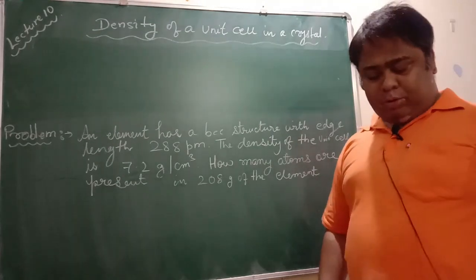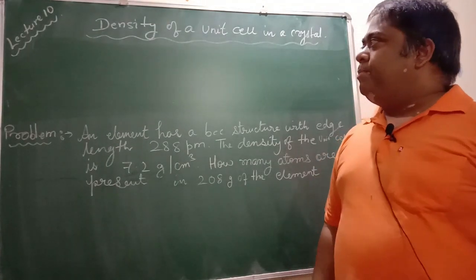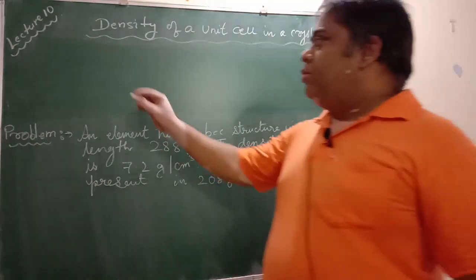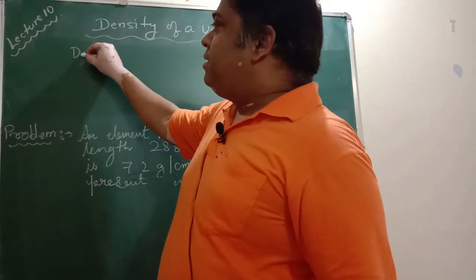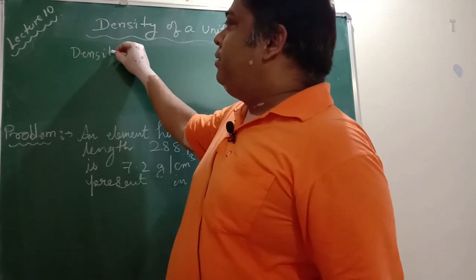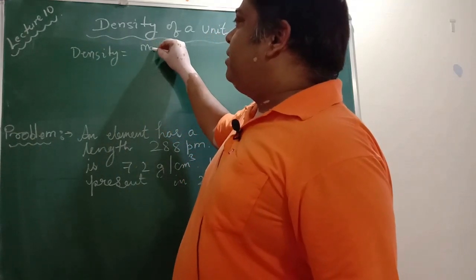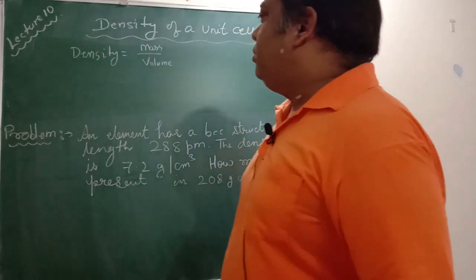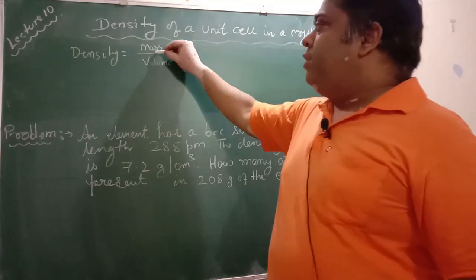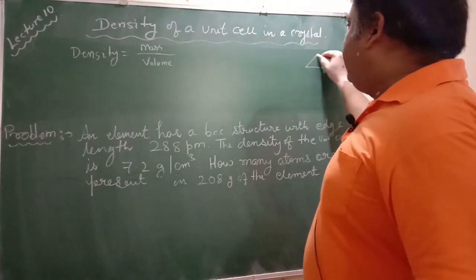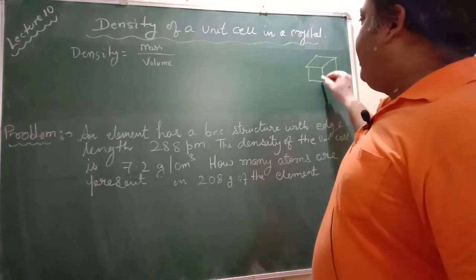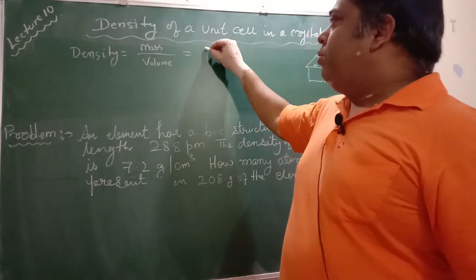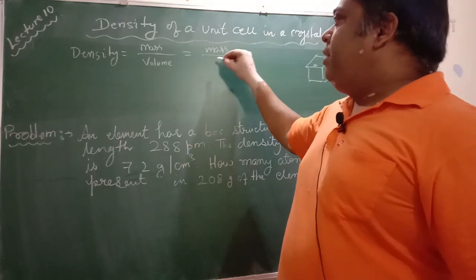Good morning, students. So today we will discuss the concept of density of a unit cell in a crystal. So far we know from our previous classes that density is nothing but mass divided by volume. Now, if the edge length of the cube in the unit cell is equal to a, and if it is a cube, then volume will be equal to a cube, and density is mass by a cube.